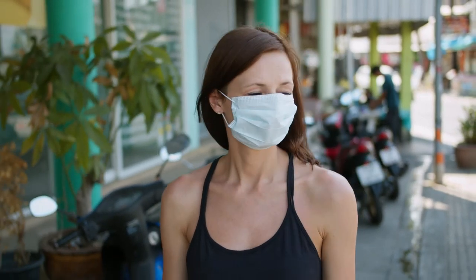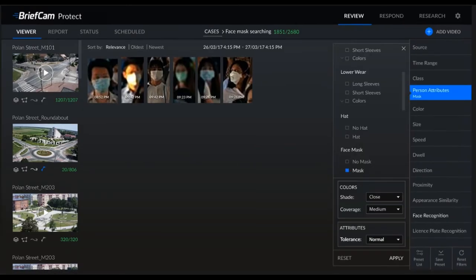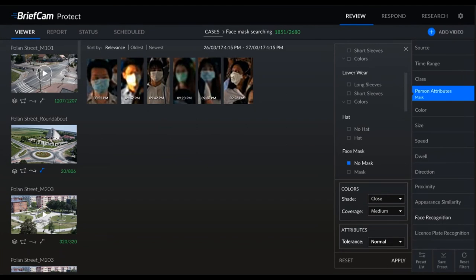This is a technology matter. This is not something that is specific to BriefCam. It's just the reality of how the technology operates.